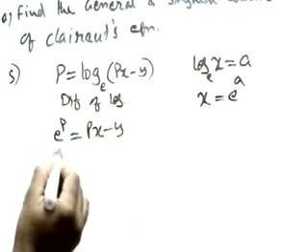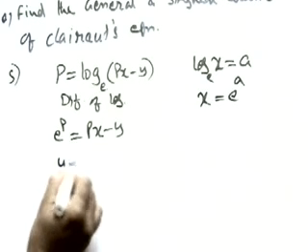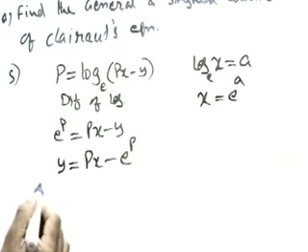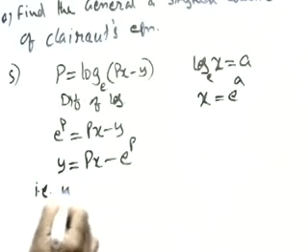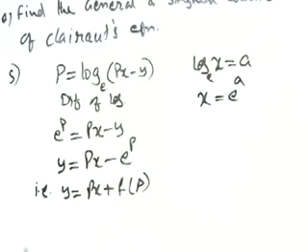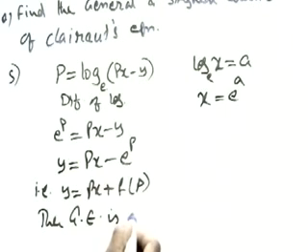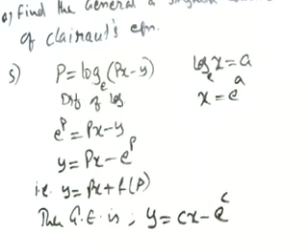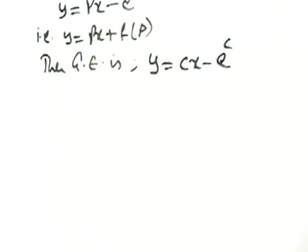Bring this y here and e power p here. You will get the value of y. So y equals px minus e power p. Now it is of the Clairaut's form, that is y equals px plus f of p. So the general solution is, in place of p we put c. So this will be y equals cx minus e power c. Now let me note this as equation 1.